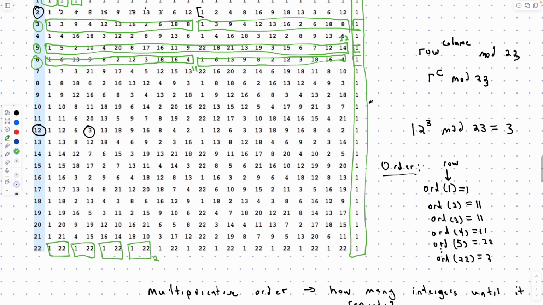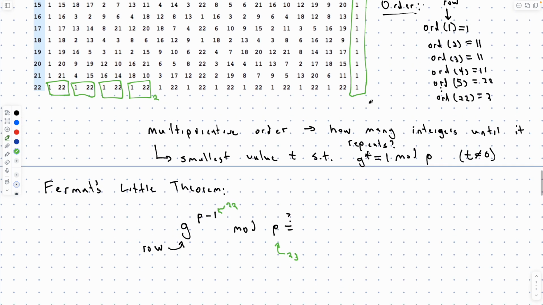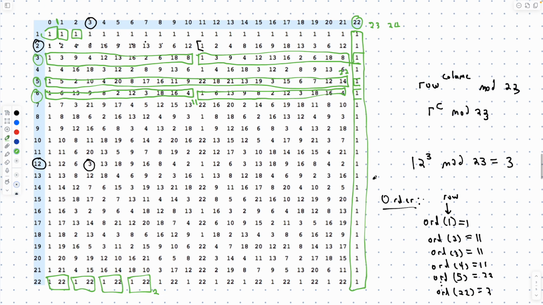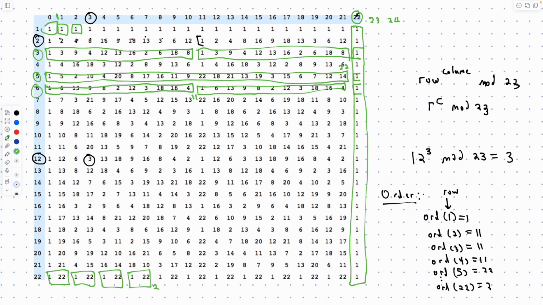All right, so what does this tell us? If we put these two things together, the order of something is basically run it until you hit a 1. And then Fermat's telling us that the last column always has a 1. What that means is that we're always going to wrap. There's not going to be some weird number that keeps going on forever. Eventually it's going to hit the last column and it's going to hit a 1, but it might have hit it sooner.